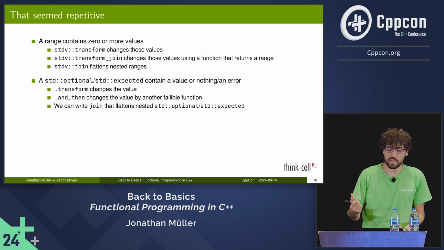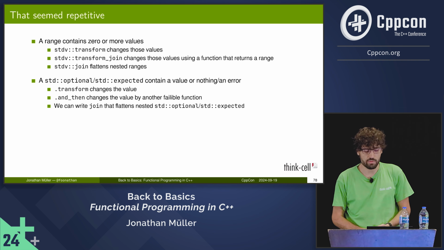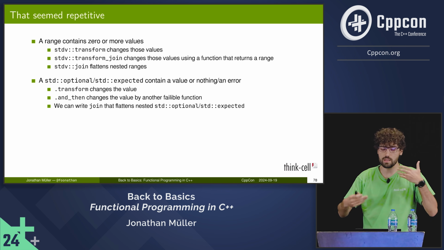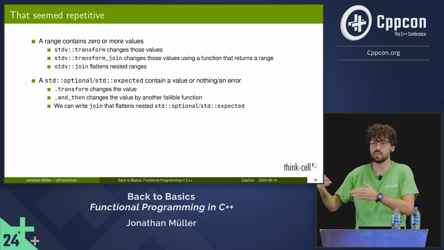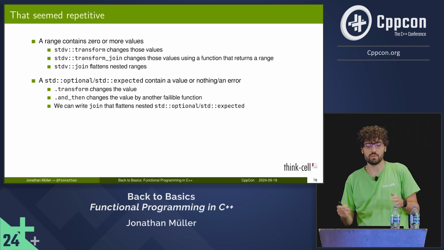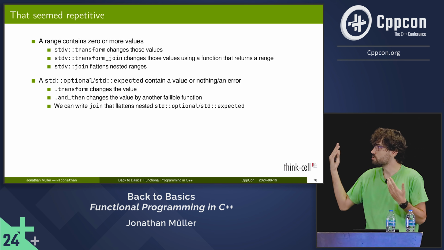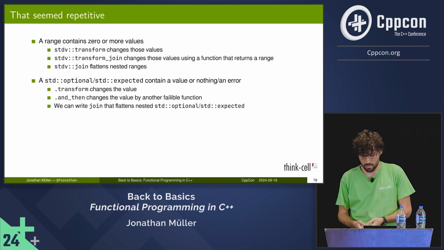When we look at optional or expected, they have a value or nothing or some kind of error. We can transform to change those errors. We can call and then to change the value using another function that can in turn fail, and sort of flatten a nested optional by doing the transformation. And we can write the join function that just does the flatten for us.